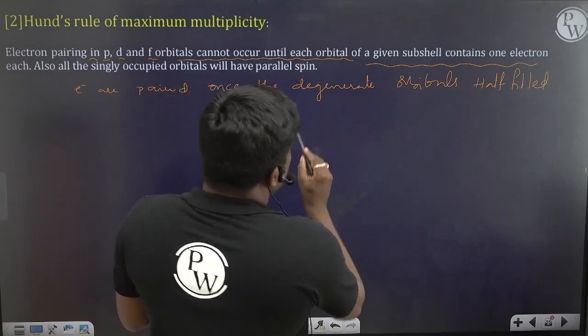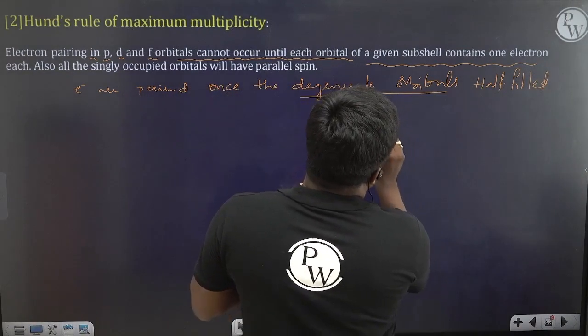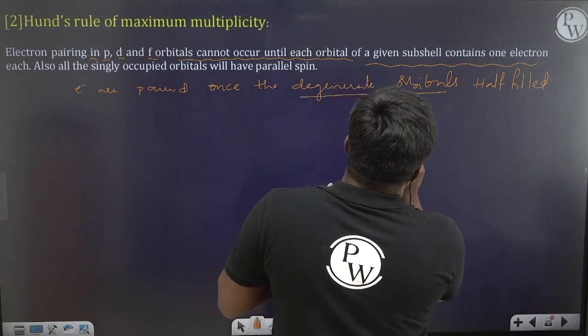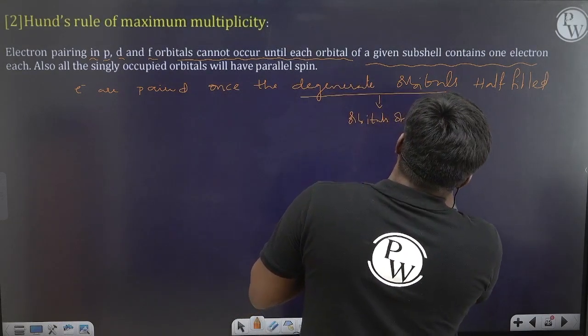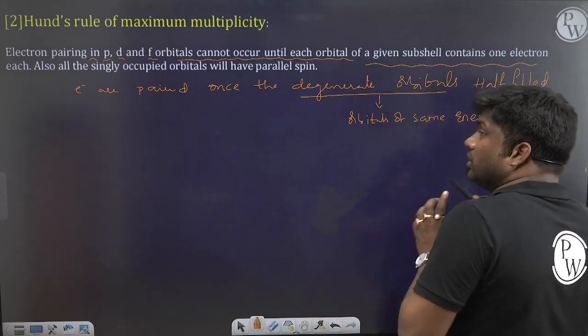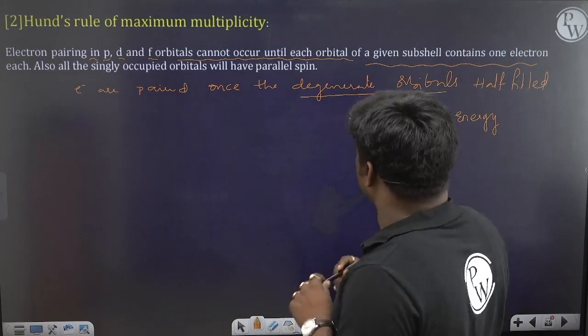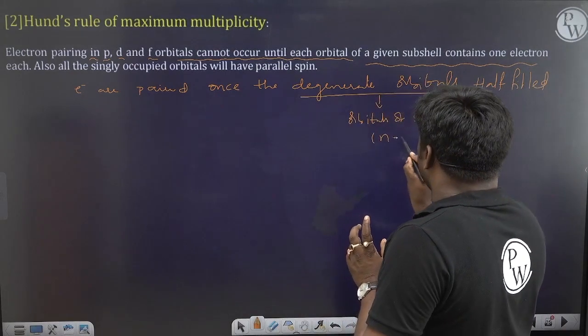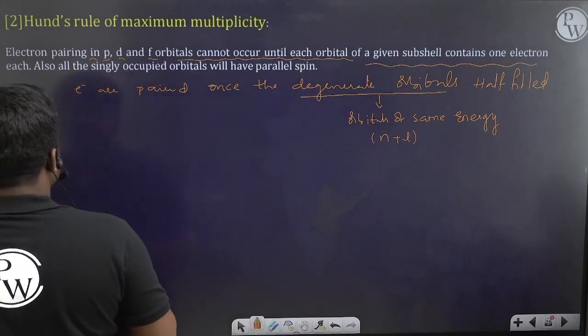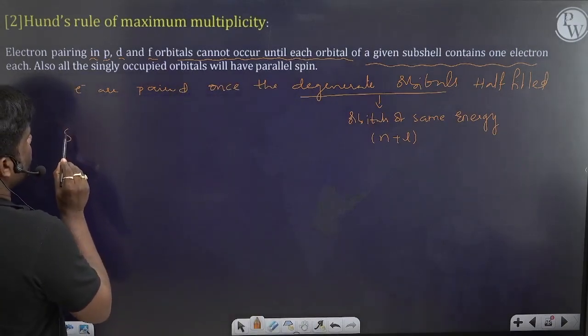So what do you mean by degenerate orbitals? Degenerate orbitals means orbitals of the same energy, that is, orbitals of the same n plus l value. For example, the s orbital is there.